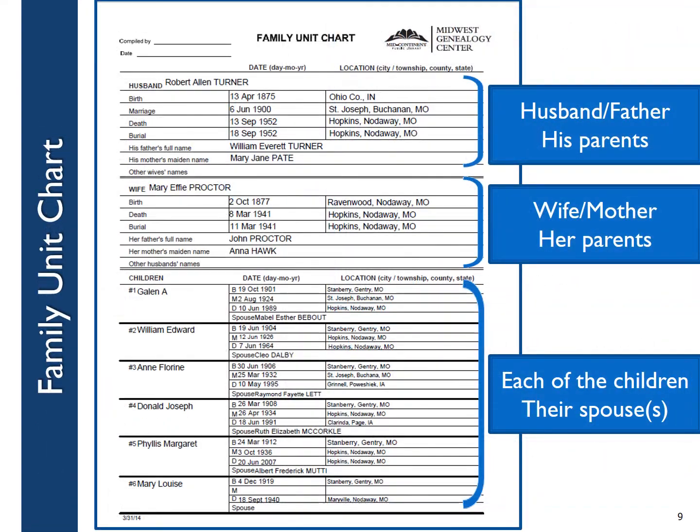This next chart, the family unit chart, is used for gathering birth, marriage, and death information for all members of one family. When completed, this form lists portions of 3 generations: spouses, their parents, and each of their children with their spouses, if any. And remember, the information we collect on brothers and sisters can often be used to work through brick walls in our research.